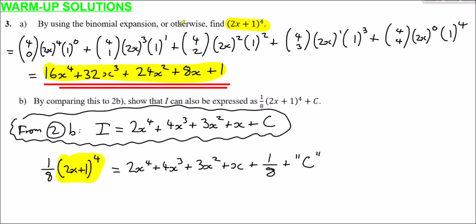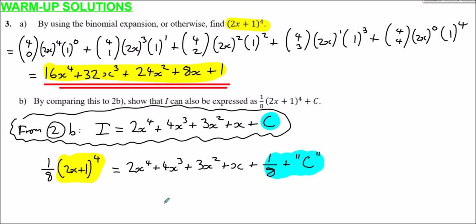So essentially, this bit here is the same as that. 1/8 is just a constant, so constant plus a constant is just a new constant. We could have just termed our constant a different letter, for example, a d or a k, but essentially we've shown that it can be written as 1/8 (2x + 1)^4 plus some constant there.